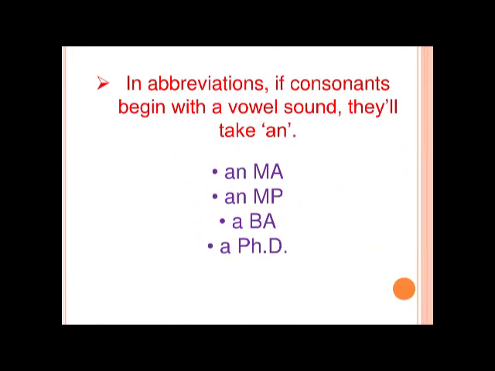Now, in abbreviations, if a consonant letter begins with a vowel sound, it will take an. Now, as you can see in the examples, I have written an MA, an MP. Now, these both words have a vowel sound, em, which is a vowel sound. That's why I have used an with them. And a BA, a PhD, these have consonant sounds. That's why I have used a with them.